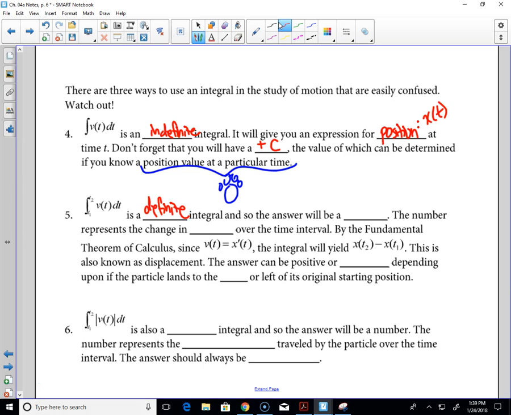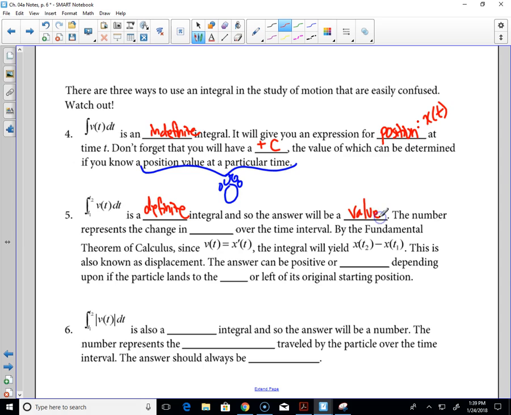Number 5, definite integral. So the answer will be a value. Yay. It's not going to be a function. It's going to be a value. You're finding an actual area, an actual number.